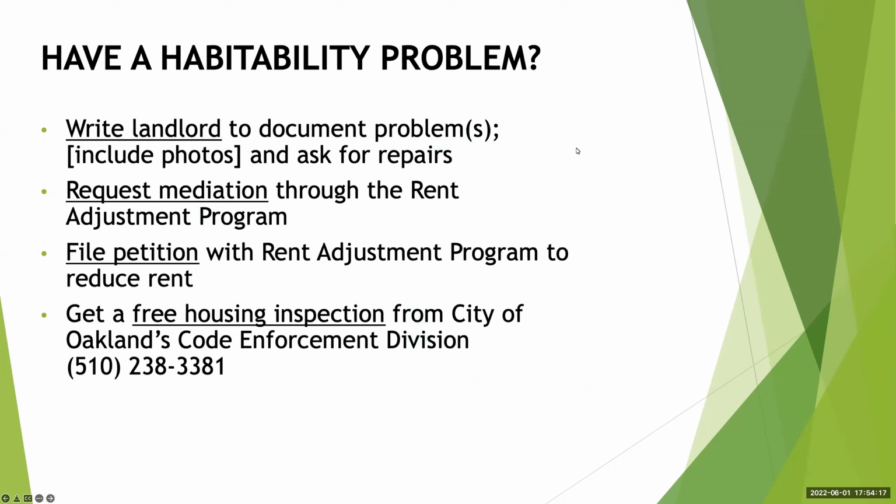All right, so what do you do when you have a habitability problem? First, you want to write the landlord to document the problems. We advise including photos. You want to ask for repairs. A lot of owners will use a portal to submit your service requests, so you want to start there. Again, any documentation that you might have or you're allowed to upload, that's what you want to do.